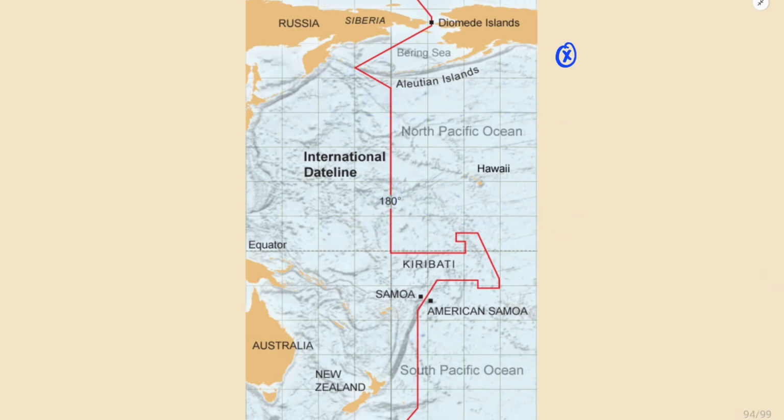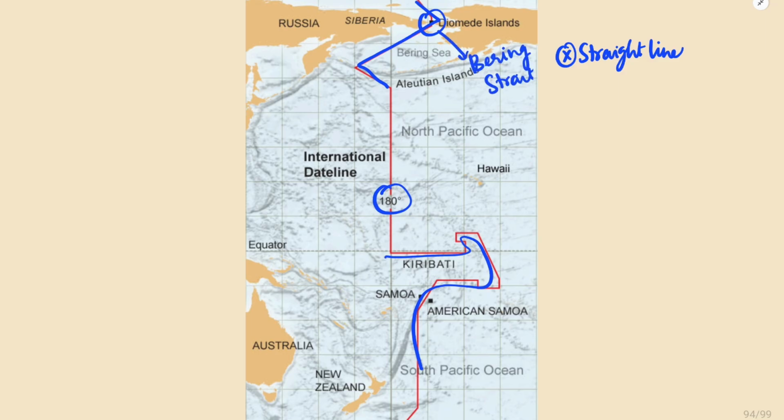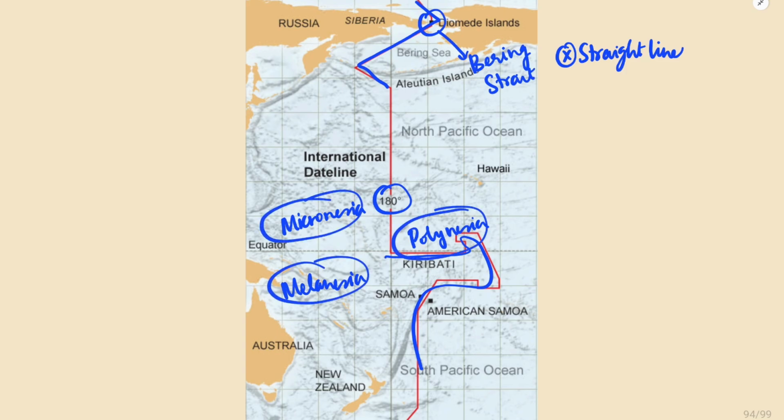The international dateline is not a straight line. Instead, it zigzags around the 180-degree meridian, especially near regions like the Bering Strait and island groups such as Micronesia, Melanesia, and Polynesia. If the international dateline instead followed a straight path, it would split some island nations into different date zones, leading to confusion. To maintain a uniform date within the same country or island group, the line bends around them.